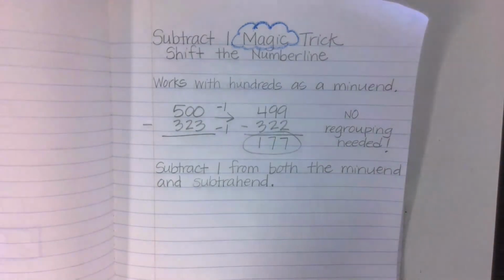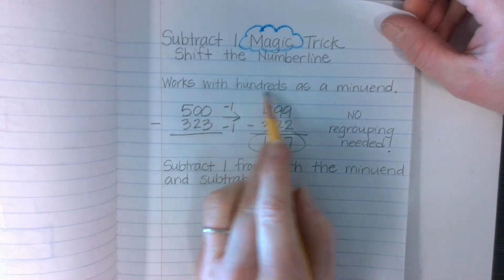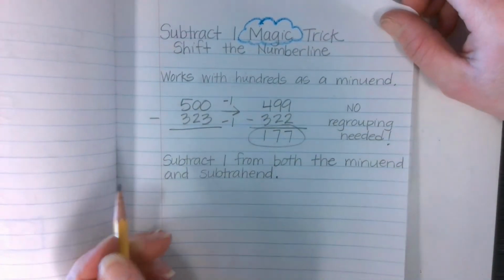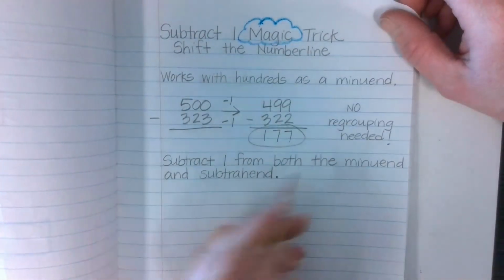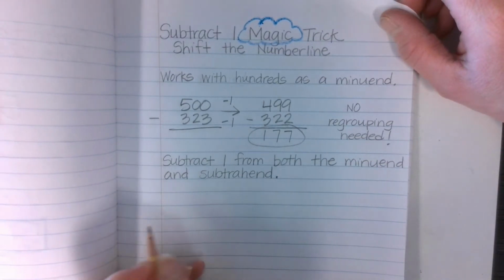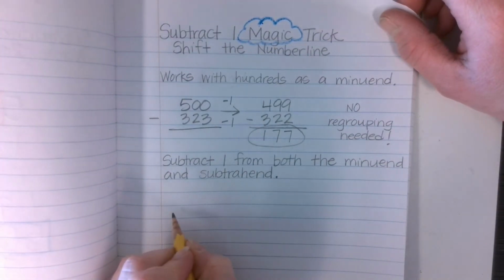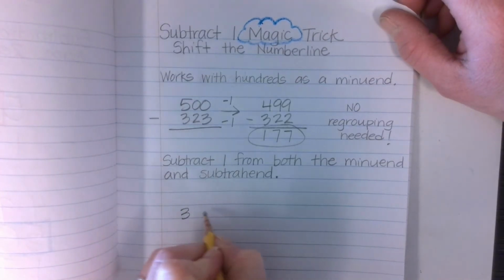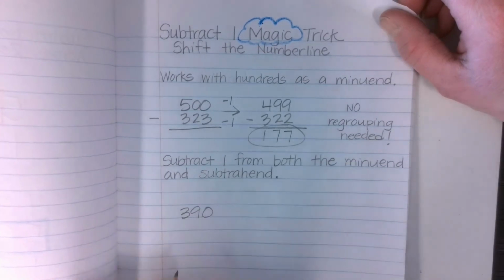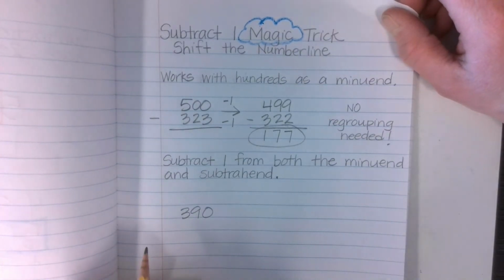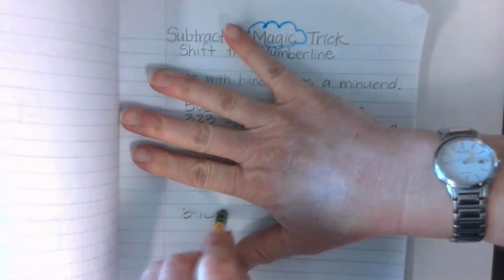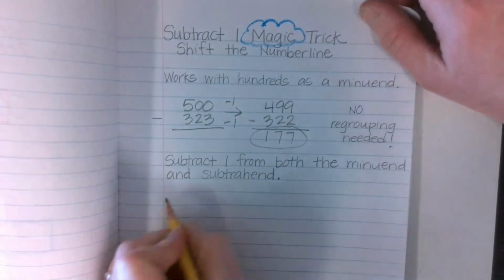All right. So this works when our minuend is a perfect hundreds number, but this also works if we have just a tens number. So if we have something like, let's say, let's try 390. Okay. And, well, sorry. Keep changing things. Keep changing my mind.